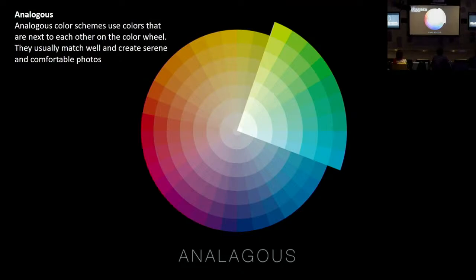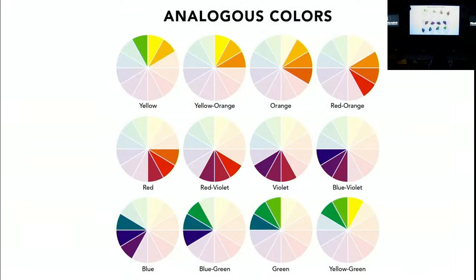So the first combination I'm going to talk about is the analogous combination. It uses colors which are just next to each other, like this. Just have a look. Red, orange, or just green colors, so they all come together. Practical examples.